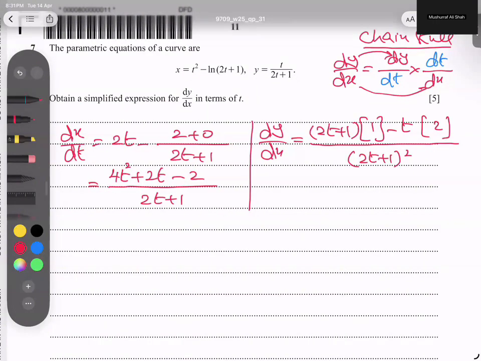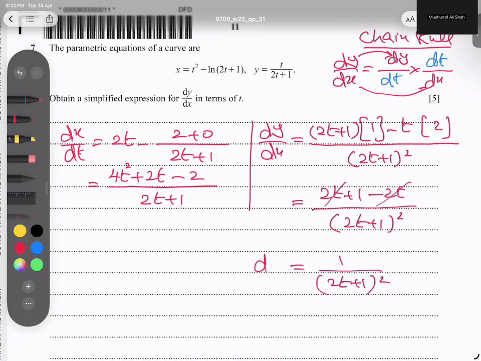So I'm going to simplify, or I think I can do 2t plus 1, negative 2t cancel. I got 2t plus 1 whole square. And I got finally 1 over 2t plus 1 whole square. And this dy over dx, I think this part is not hard up till here.